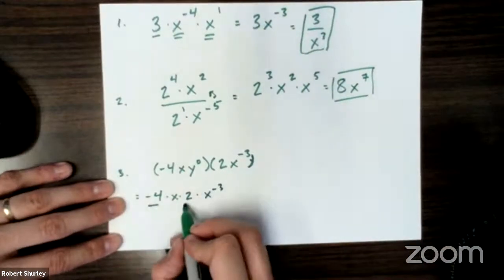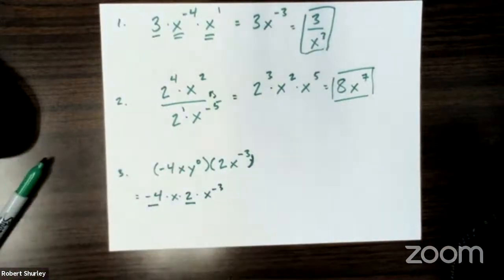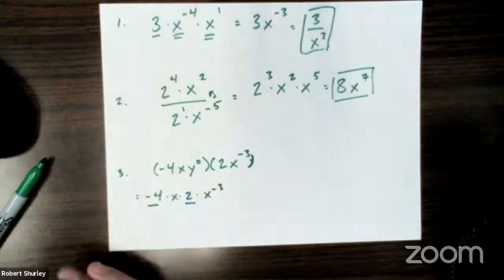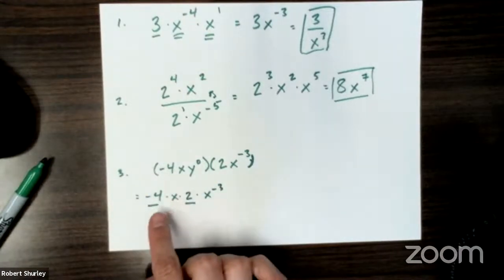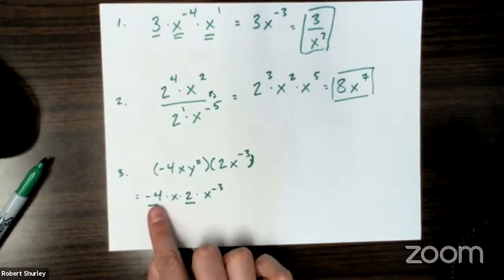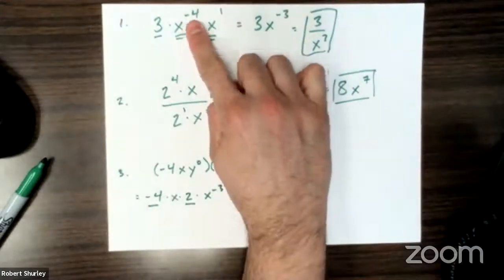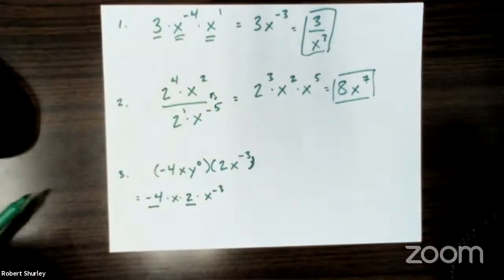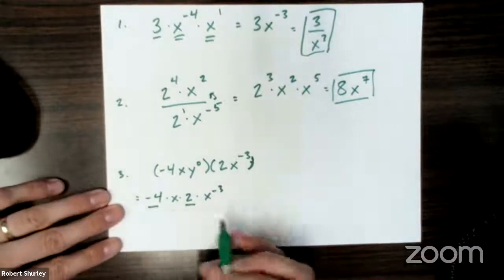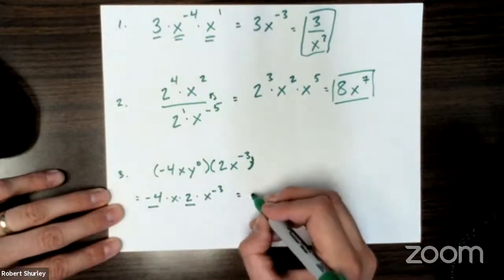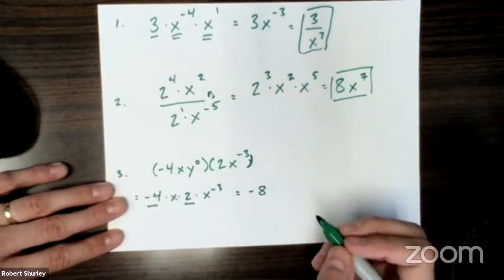Now, negative 4 and 2 are just numbers. They're not exponents. Don't move something to the denominator because of that 4 being negative. That is not an exponent. That's not a negative exponent, right? No, that's just negative 4, okay? It is a basic number. We're going to multiply negative 4 times 2, and we wind up with negative 8.